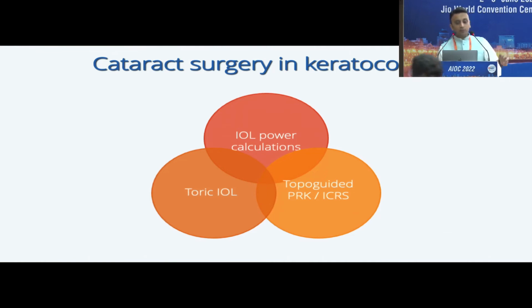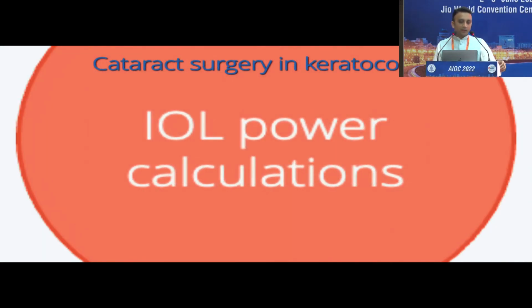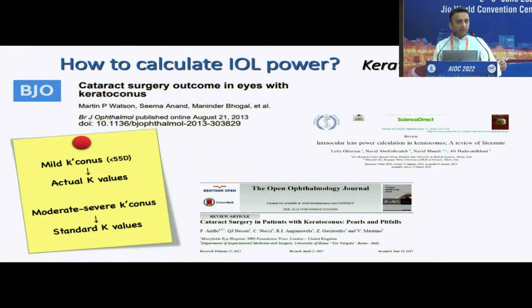There are three more important components of the subject which I'm going to talk about. One is IOL power calculation, second is toric IOL, and third part is what Shreyas took, that was topo-guided PRK or intracorneal ring. Starting with the IOL power calculation. The important part of IOL power calculation is keratometry. And which keratometric value we take becomes a little difficult. Thankfully, there are quite a few publications on this, and not so thankfully, they are not in unison. They do not give a clear message.